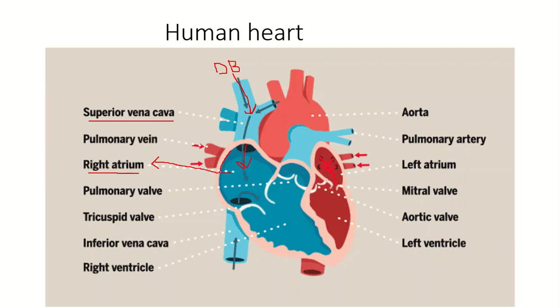Okay, so the right atrium contains a special type of muscles. And here you can see that these are opening and closing. It means there are some specific valves, and these valves will open and close, and they will allow the movement of blood into the next chamber.